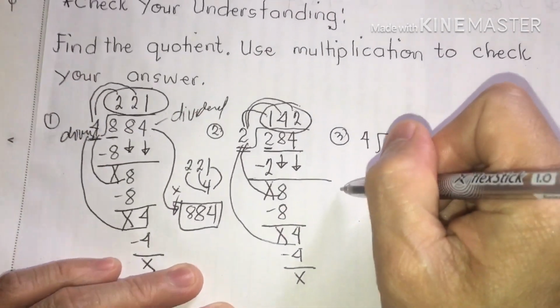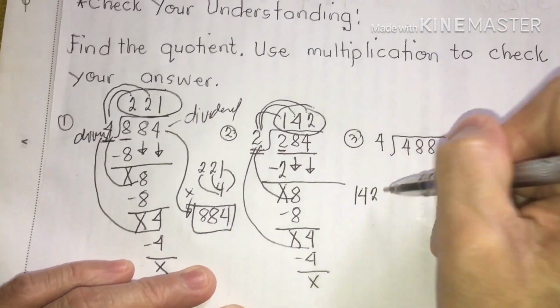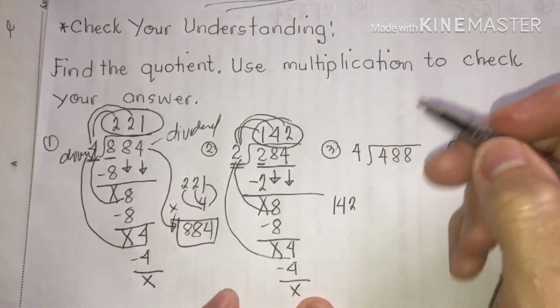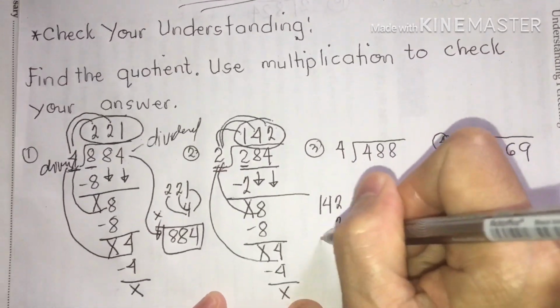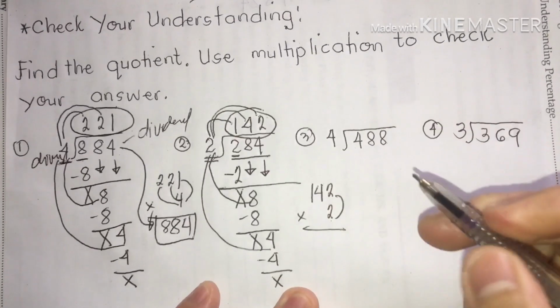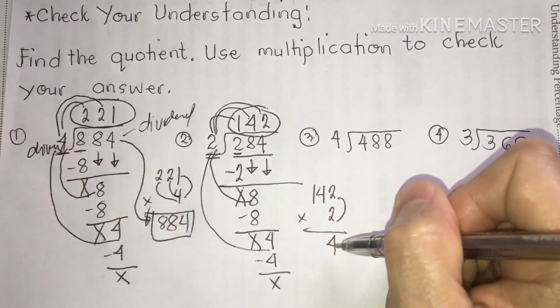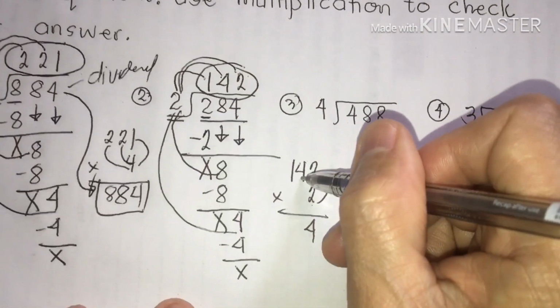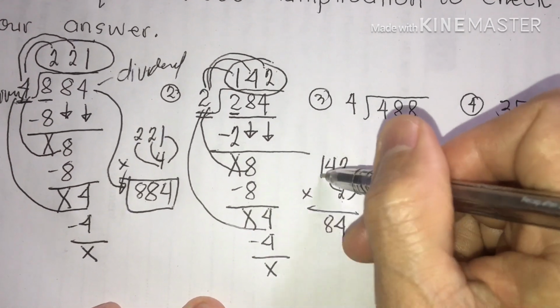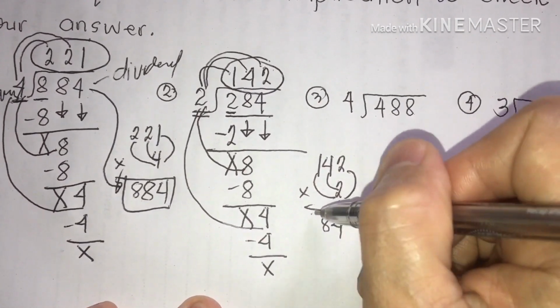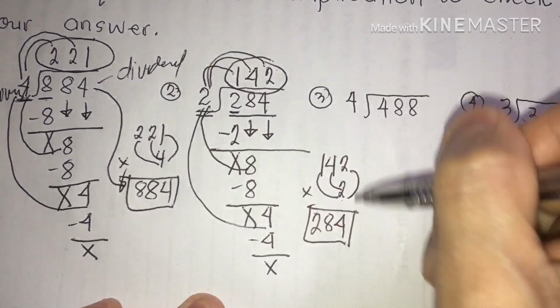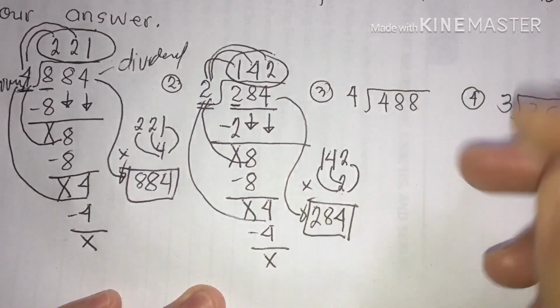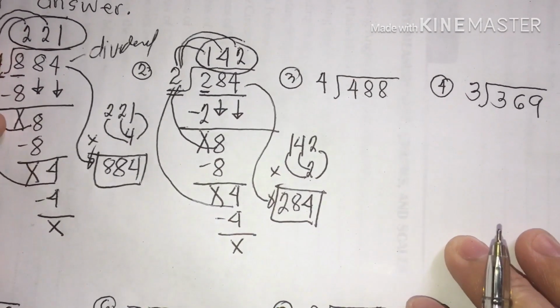I'm going to show you 142, what we call the quotient, times our divisor 2. 2 times 2, the answer is 4. 4 times 2, the answer is 8. 1 times 2, the answer is 2. 284. This is actually correct, class. Okay. Next, number 3.